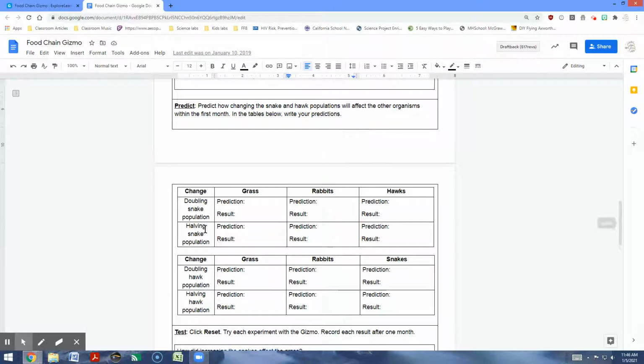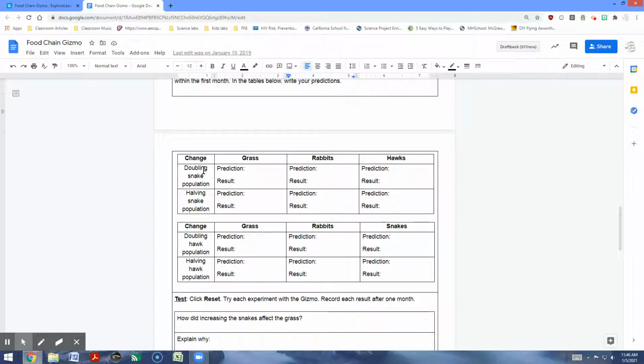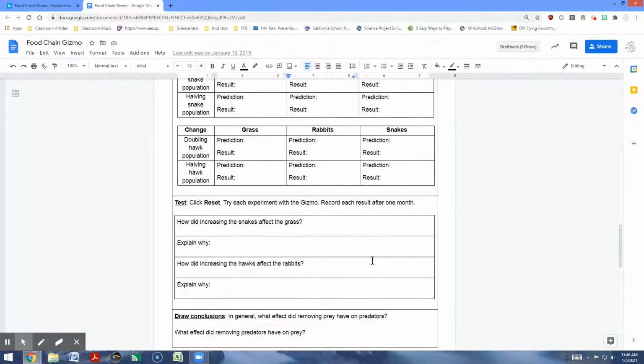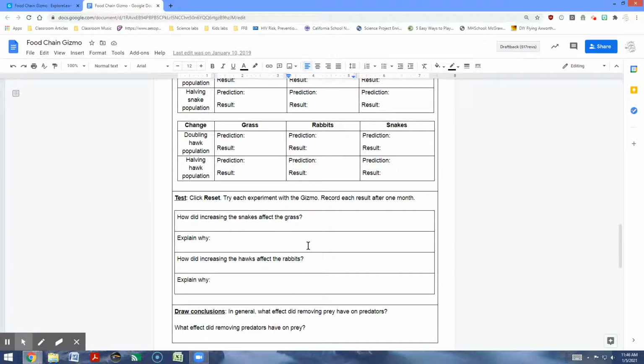Now you can do the same thing predicting for what'll happen if you double the snakes, what'll happen to the grass, rabbits, and hawks. Halve the snakes, half the number of snakes, how will that affect the grass, rabbits, and hawks? And you'll do the same thing for hawks. How will doubling hawks affect the grass, rabbits, and snakes? And cutting it in half, how will that affect it?